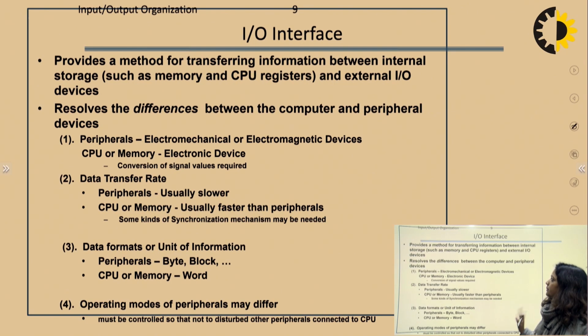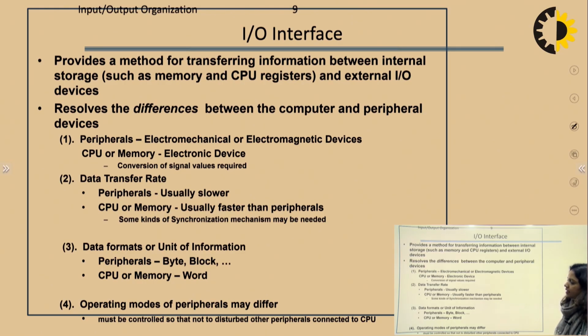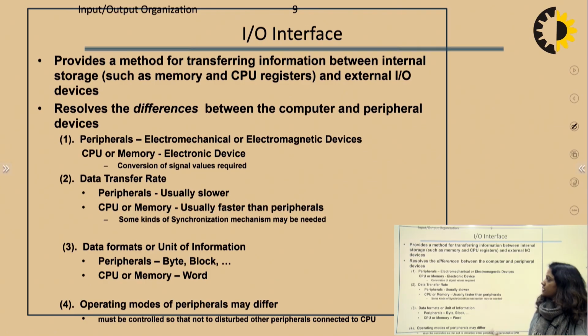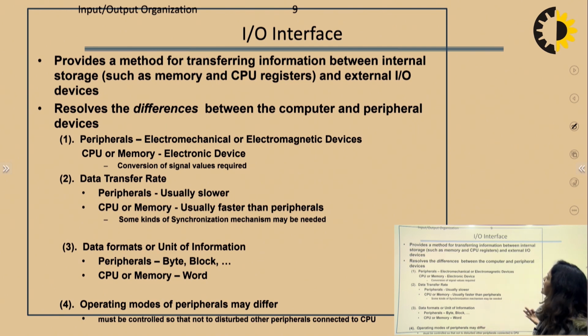Now next is very important: the input-output interface. What is an interface? An interface is a unit which provides the interaction between the CPU, that is the central processing unit, and the input-output devices connected with our computer system. It acts like a mediator between the two. It resolves the differences between the computer and the peripheral devices, and it is a method for transferring information between the internal storage and the CPU, and the external devices.